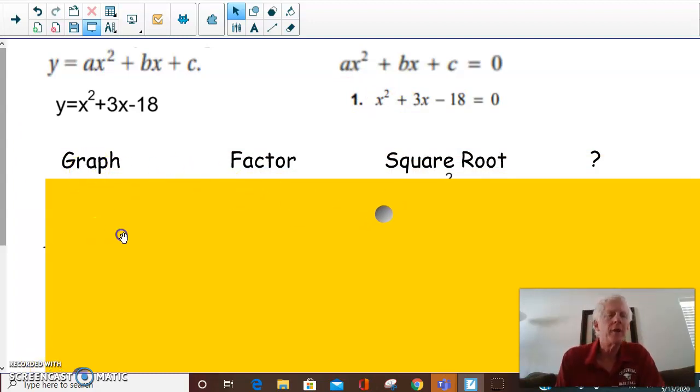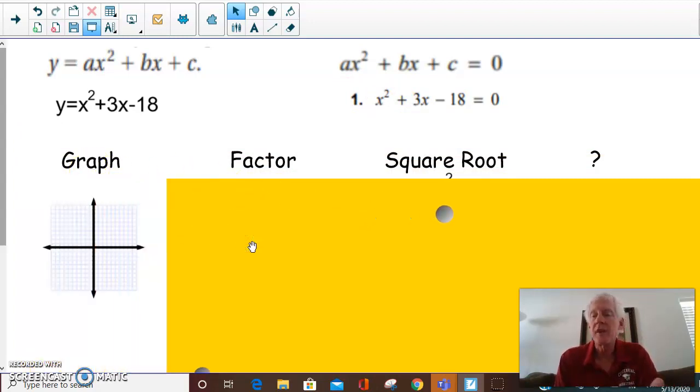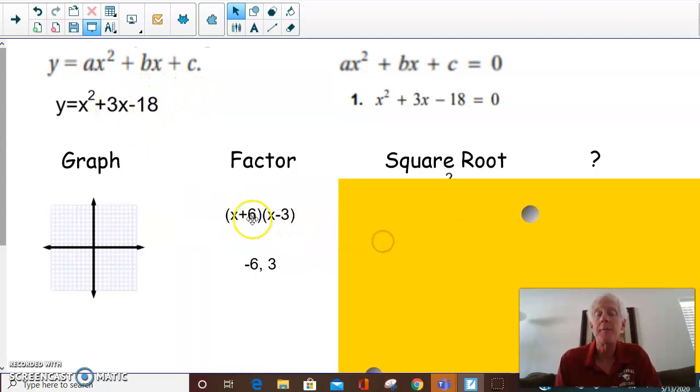So you know how to graph. You didn't like graphing, and I understand that. It's kind of tedious, but you can graph, putting in x, get a y, and find out where the parabola crosses. You can factor it, and actually this is factorable. Look at the c value, negative 18, and look at the b value. Factors of negative 18 whose sum is 3, and we can figure that out. It happens to be 6 and 3. x plus 6, x minus 3. So we could find pretty easily that the solution for this would be negative 6 and 3.